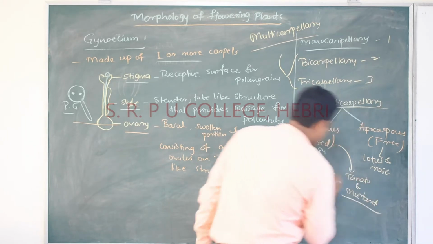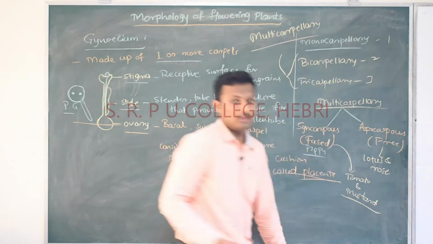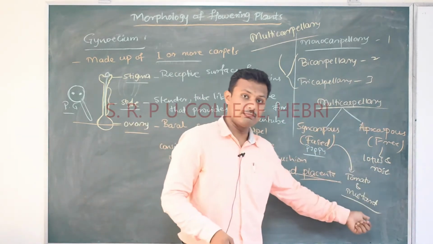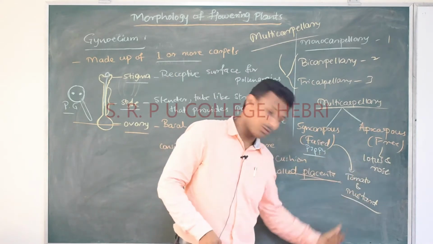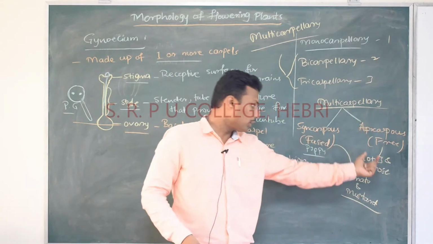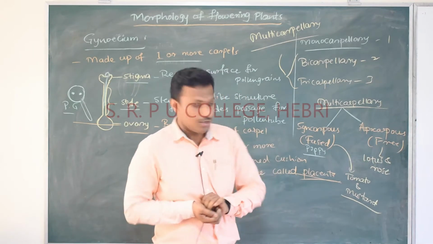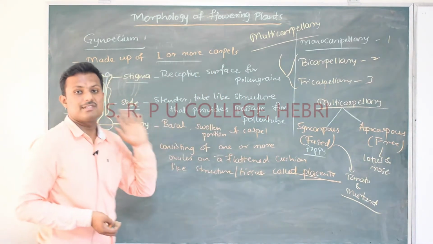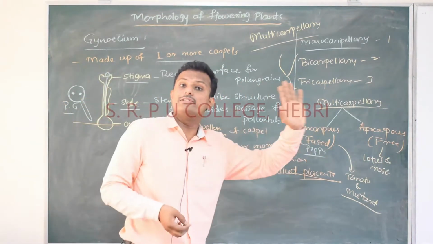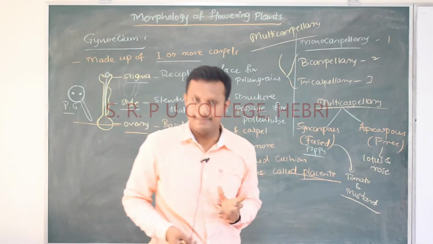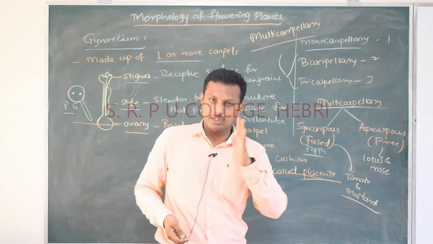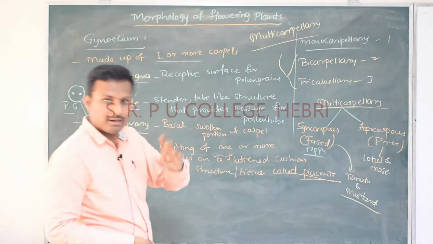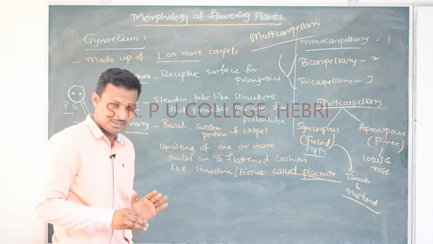Tomato and mustard, you can remember these examples. See these examples you need to remember: for syncarpous, tomato and mustard; for apocarpous, lotus and rose. So this is how the carpels are present. Carpels can also be called pistil. Pistil and carpel, both are the same. For now you understand that much.